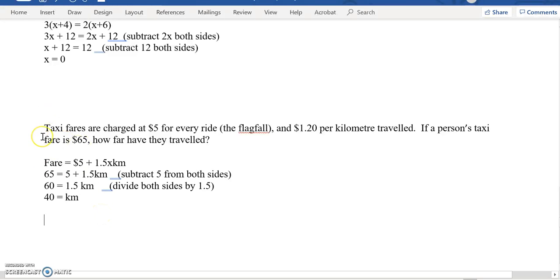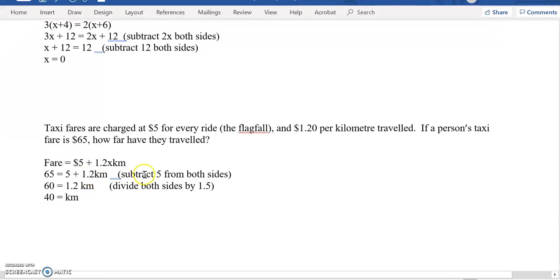It's been asked as a word problem, so it's always good to answer that word problem. So the trip is 40 kilometres long. However, I've just seen I've misread the question. It's actually $1.20 per kilometre. So wherever we've seen 1.5, it's got to be 1.2. Okay. So 5 plus 1.2 times the number of kilometres.